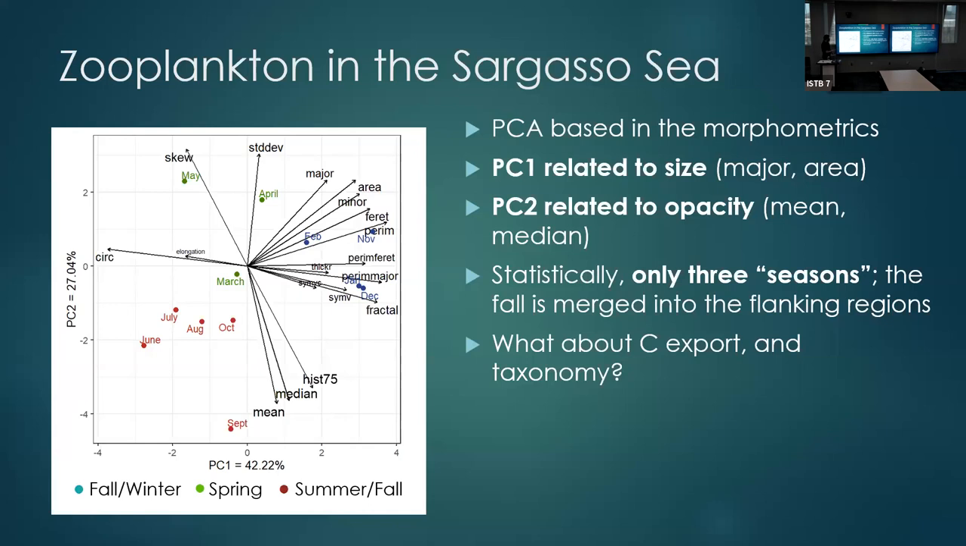I also identified the centroid of each spot. So when you put the animals for each month, they are distributed in a cloud, and we put the centroid, and then we ask the software if it can identify different clusters. And what we have here is three seasons: late fall and winter, spring, and summer and fall. So we have only three seasons in the images, while with the molecular data we have four. So there are some discrepancies between the two, between the molecular data and the images. I'm okay with that. We'll see what is going on later in her dissertation. But what about carbon export and what we'll see in taxonomy?